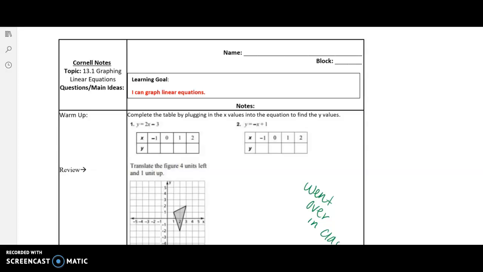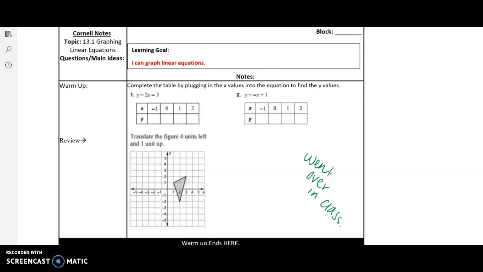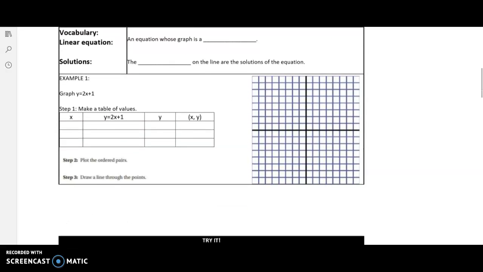All right, so we are starting chapter 13. So we're actually kind of going back to some stuff that we learned back in first semester. And so we are looking at equations again. Today we're going to be graphing linear equations. So that means we're going to graph straight lines. And we have already gone over the warm-up in class. So let's move on to our notes.